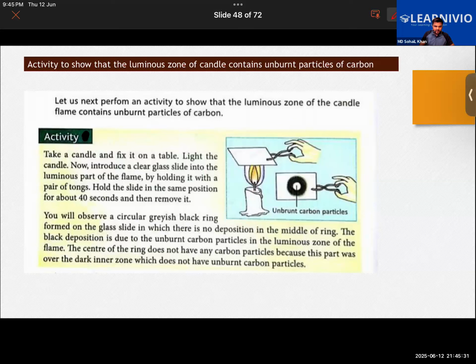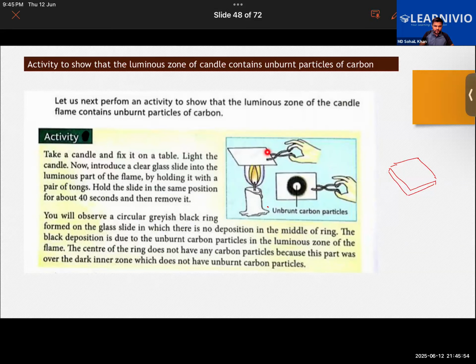So we will take a candle. We will burn it with a matchstick or with a lighter. Now we will take a clear glass slide. You will take a clear, transparent glass, or you can take a broken piece of glass from a window, but it should be transparent. If it is, it will be better.